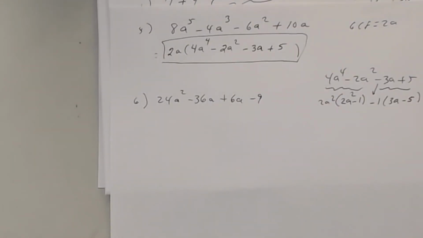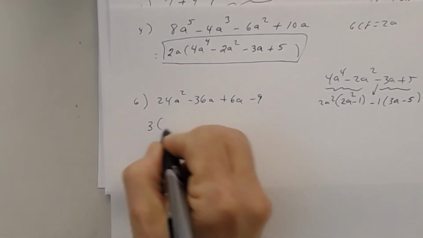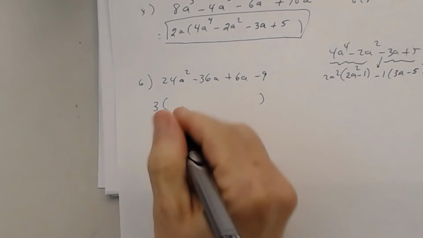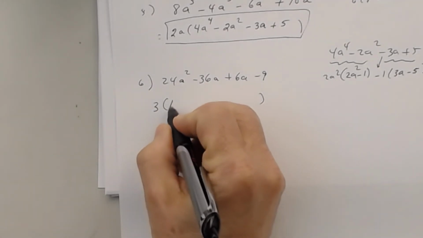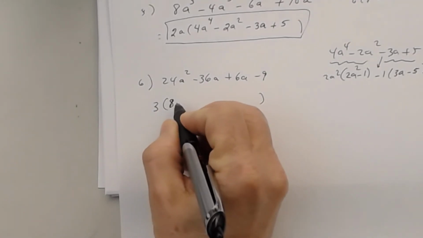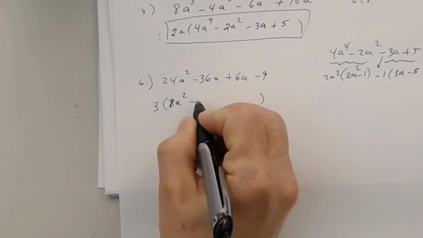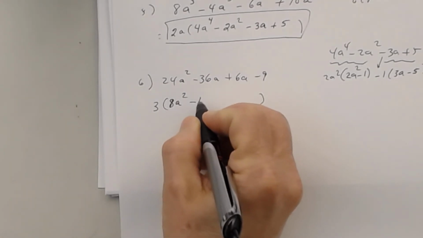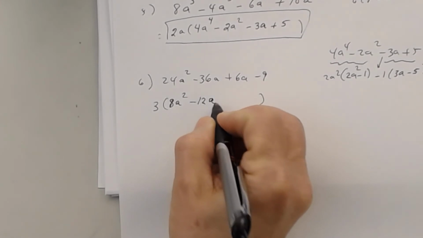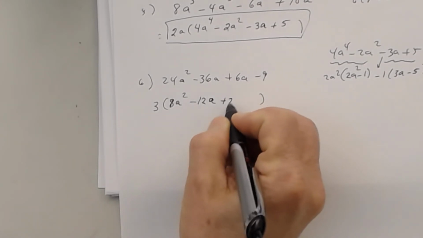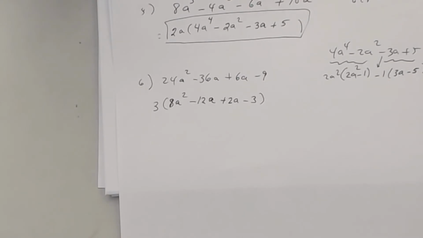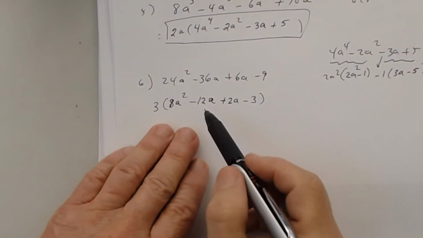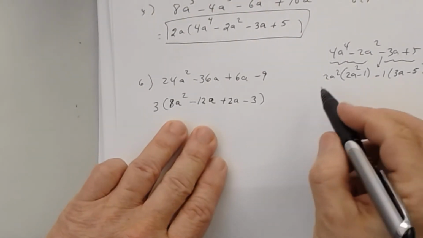All right. Let's suppose I had this one. What's the GCF? 3, right? The GCF is 3. So I can factor out a 3. And when I factor out a 3, I get 3 times what? 8a squared minus 12a plus 2a minus 3, correct? All right. So notice, though, what's inside the parentheses, I'm going to rewrite.